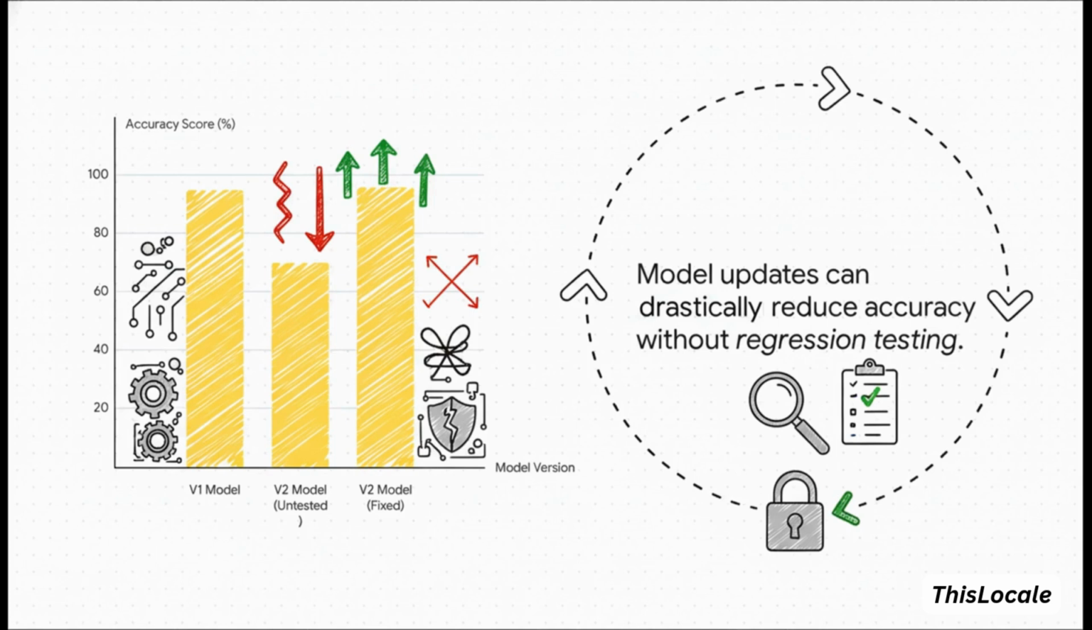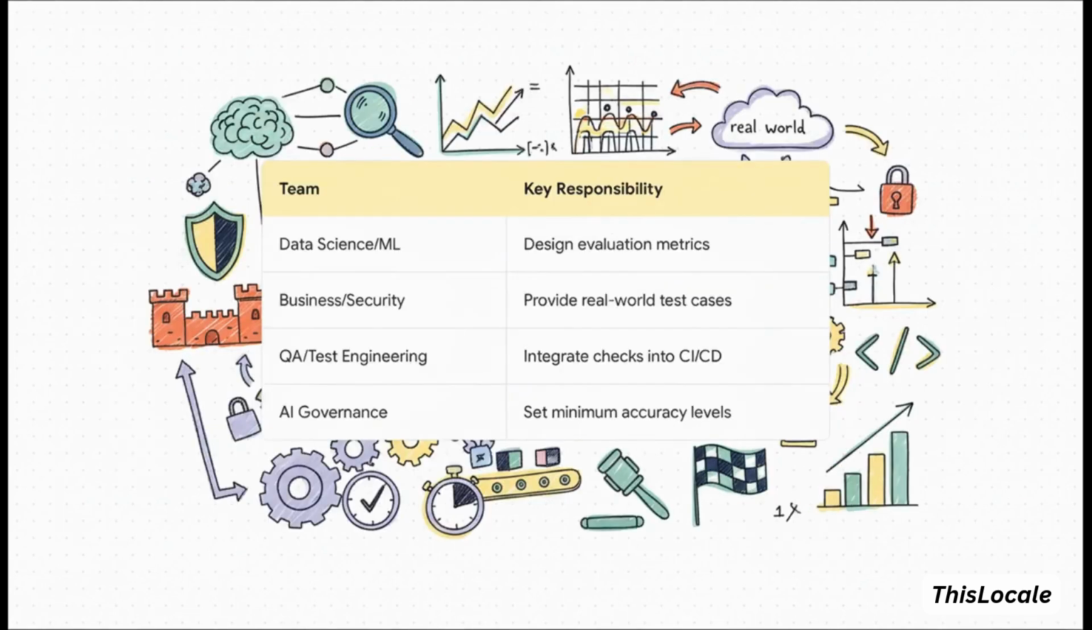You have to constantly check that your so-called improvements aren't actually making the model worse at its core job. And again, look who's involved. Success requires a really diverse team. Data science designs the metrics, yeah, but it's the business and security teams that provide those crucial real-world test cases. QA makes sure these checks are automated, while governance defines what level of accuracy is even acceptable for a specific use case.